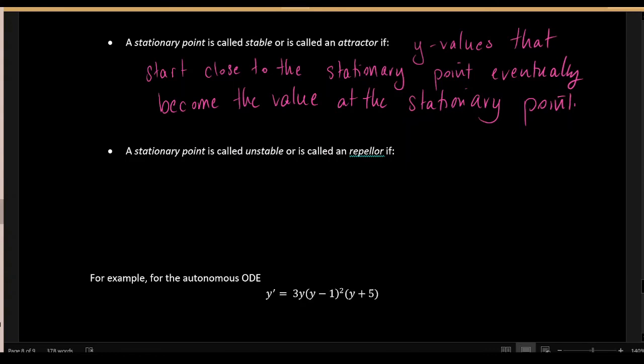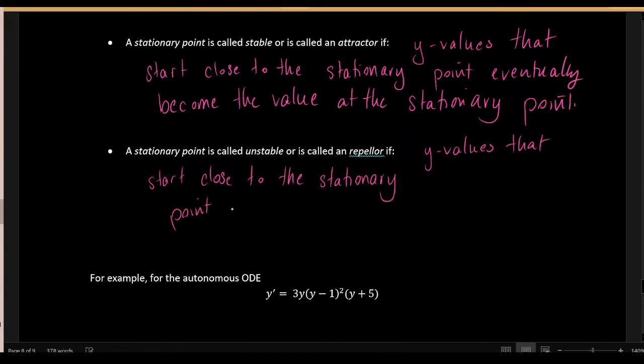A stationary point is called a repeller if the opposite happens. If y values that start close to the stationary point move away from the stationary point.